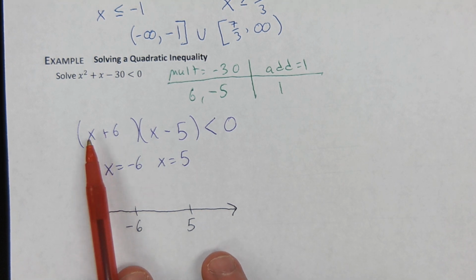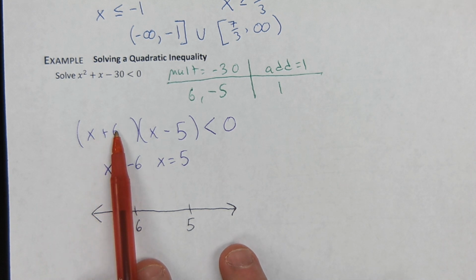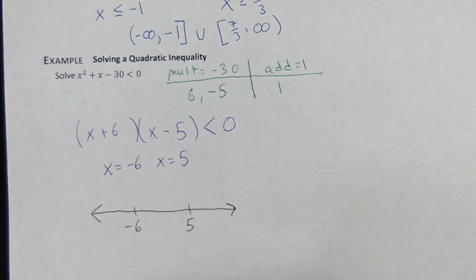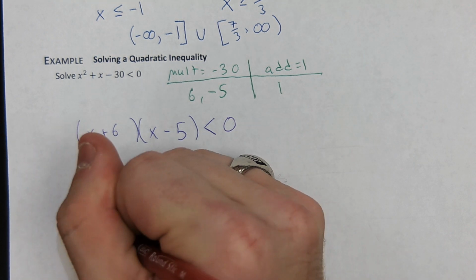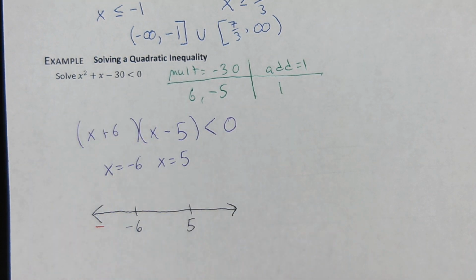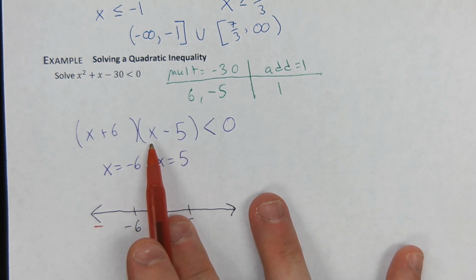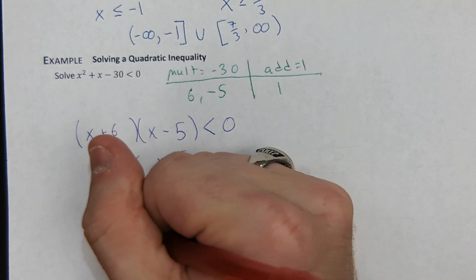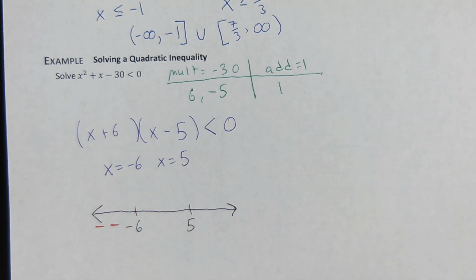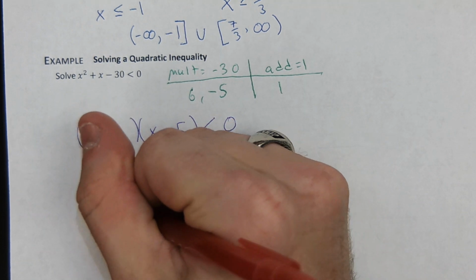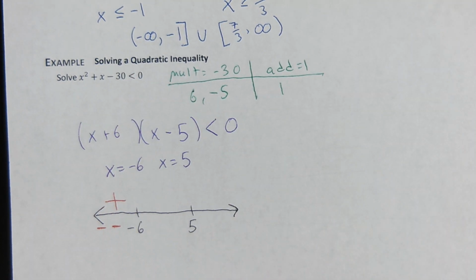So you look here. If you plug in a -7 right here, -7 plus 6 is a negative number. Can we agree to that? I don't care what its value is. All I care is that it's negative. And when I plug in a -7 right here, I get -7 minus 5. Again, I don't care what the value is. All I care is that it's negative again. And if I were to multiply those two negative results, I would get a positive result. That means every single number to the left of -6, if I plug it in, is going to give me a positive result.